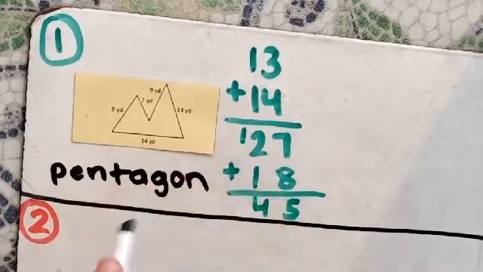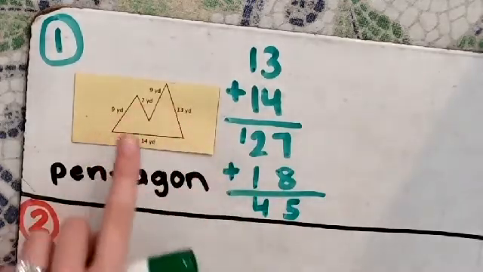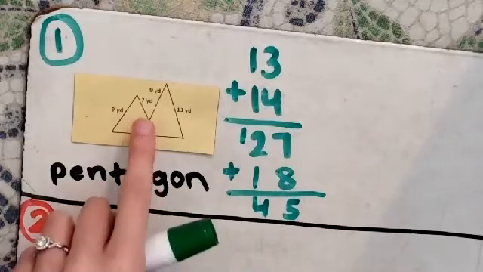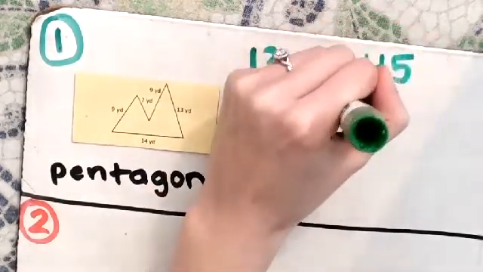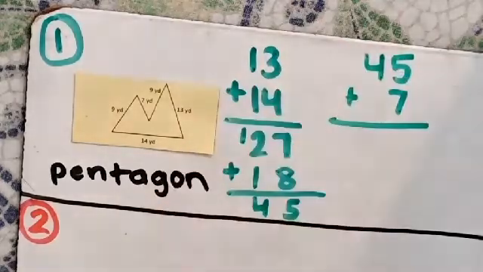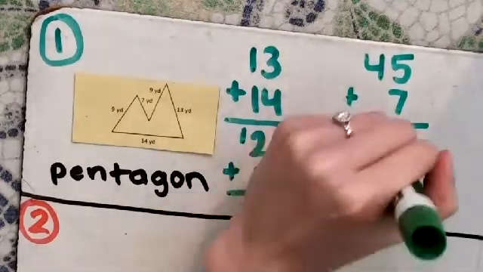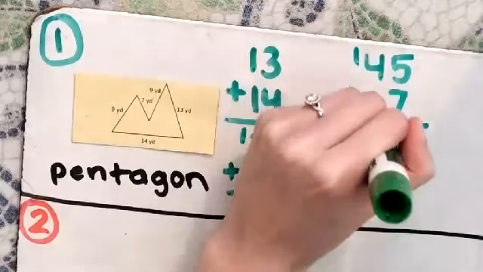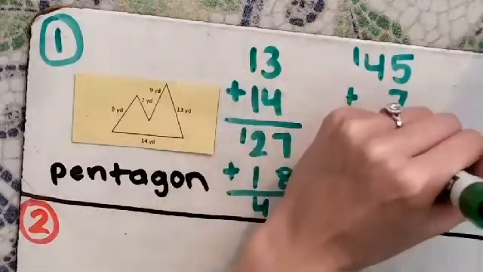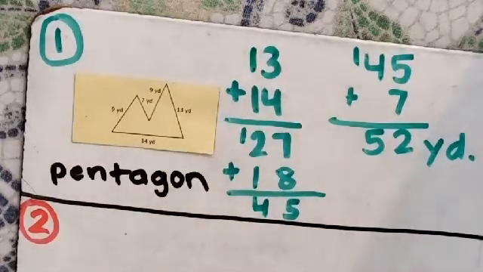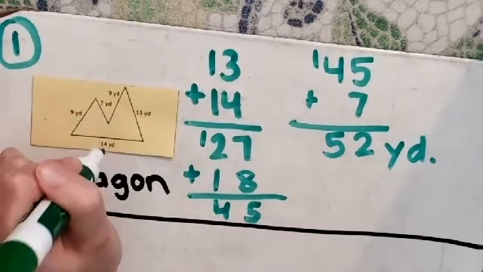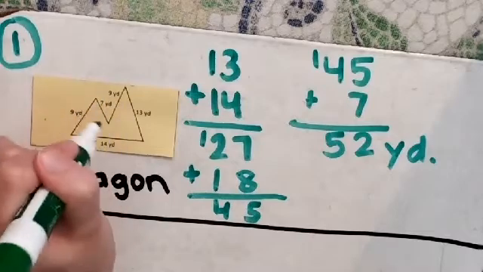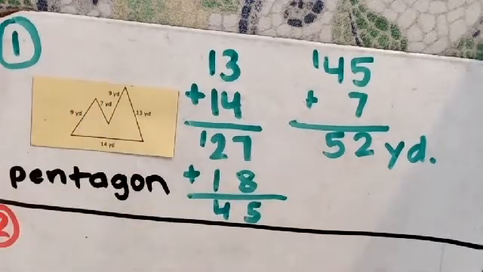I'm at 45. Which side length have I not added yet? That's right, the 7. So now I'm going to take the 45 and add the 7. 5 plus 7, 12. So I got 52 yards total. And YD just stands for yards. So you could have done that any way. You could have done 7 plus 9 plus 14 plus 13 plus 9, whatever order you want. Just make sure you got 52 yards, which is what I got as well.